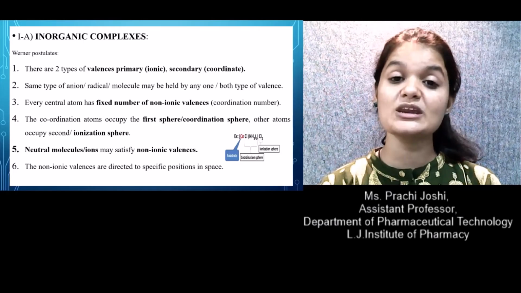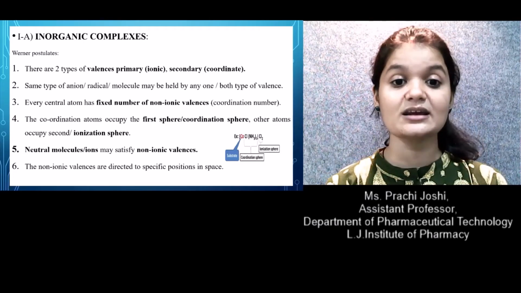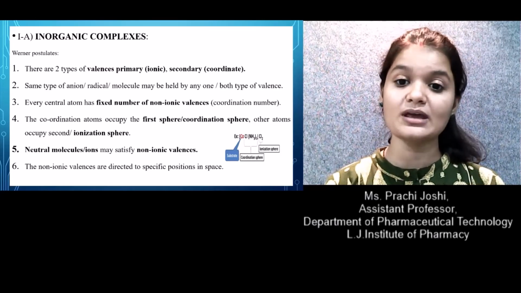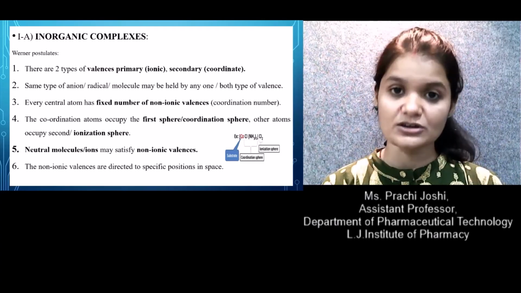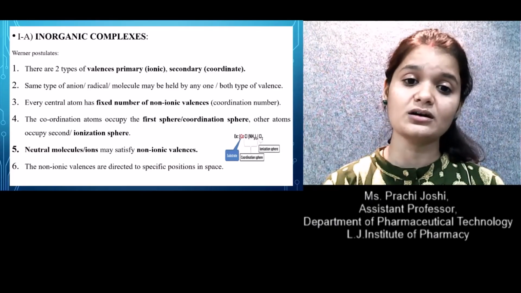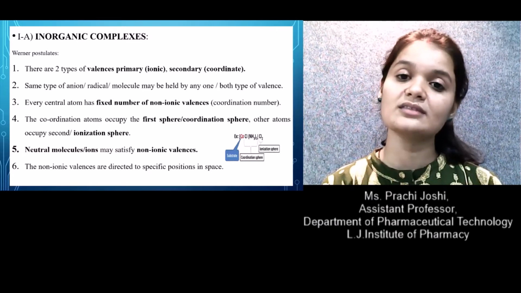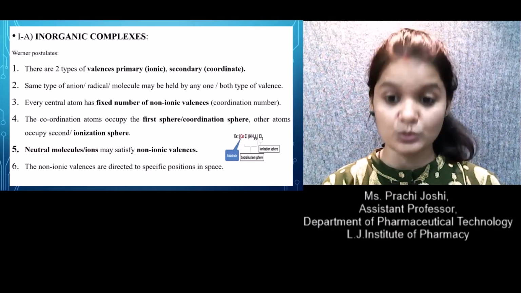So firstly, we need to understand Werner's postulates. The first one is that there are two types of valencies, primary and secondary. Primary is understood as ionic, and secondary valency can be understood as coordinate one. As you can see in the slide, there is an example which is given.